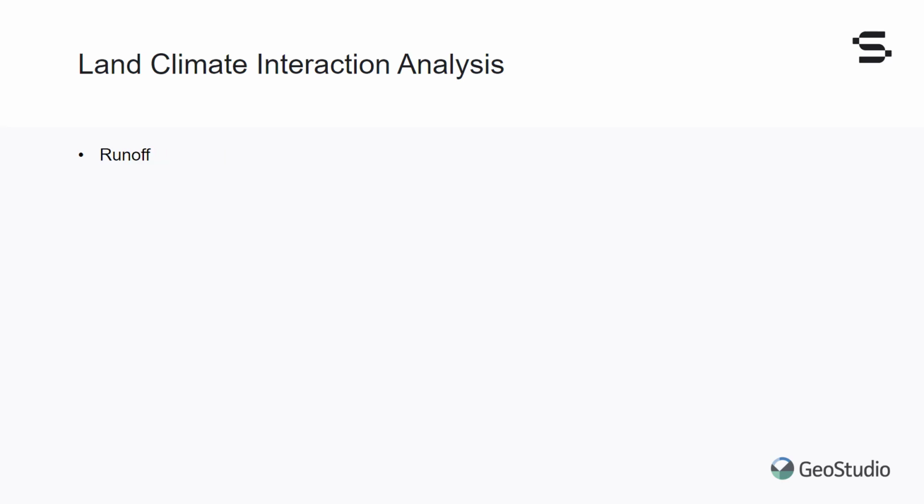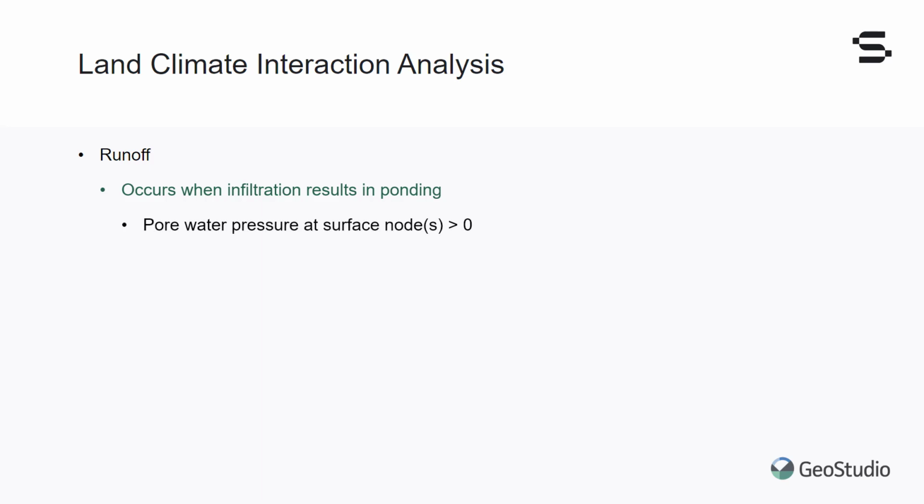The final component of the surface water balance equation is runoff. Runoff only occurs when the computed infiltration results in ponding. The SEEP solver initially assumes that there is no runoff to determine infiltration.